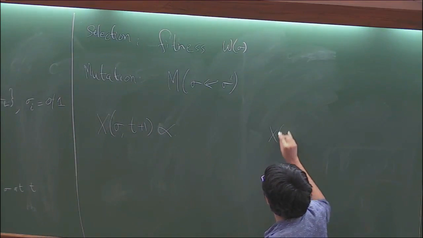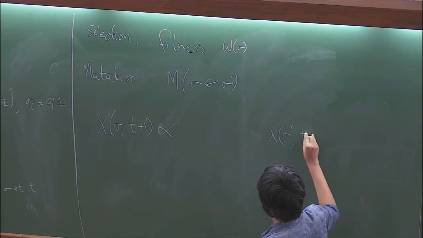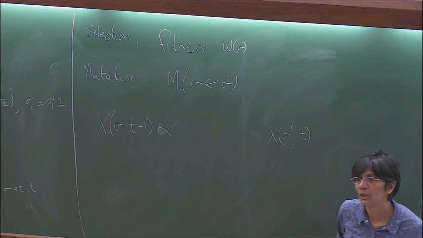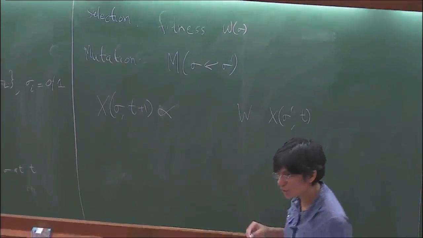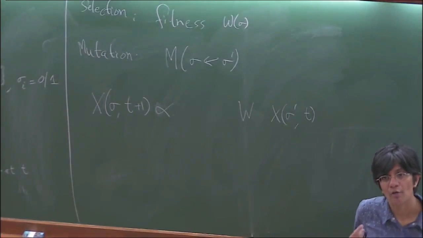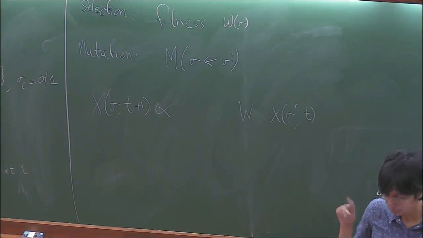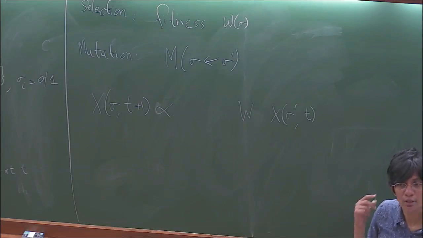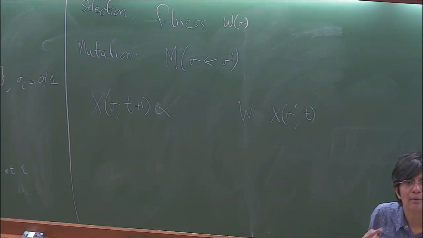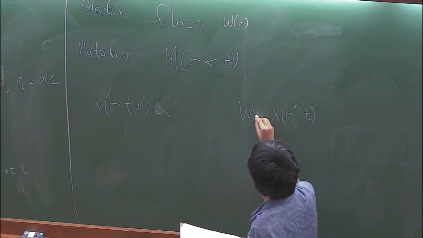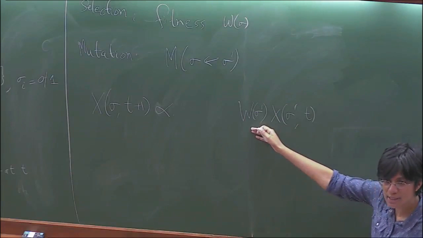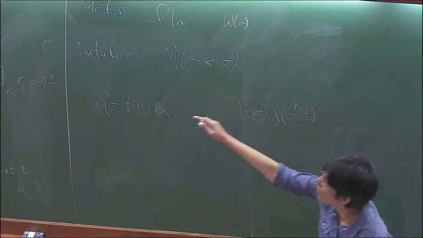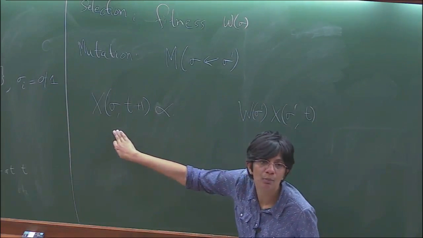So I have sigma prime at time t. It has a fitness W. W has an interpretation of the average number of offspring produced per generation. You can't see that right now. Tomorrow, Thursday, when I come to stochastic models, it will come out. So this is a fraction of type sigma prime. It produces this many offspring. And if I want a contribution to type sigma, mutation occurs.